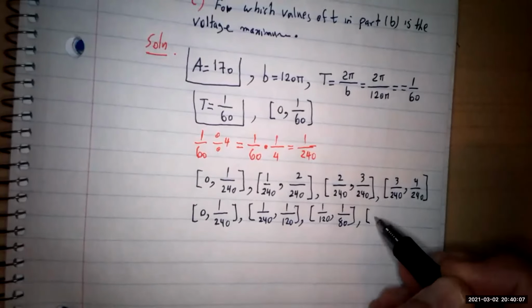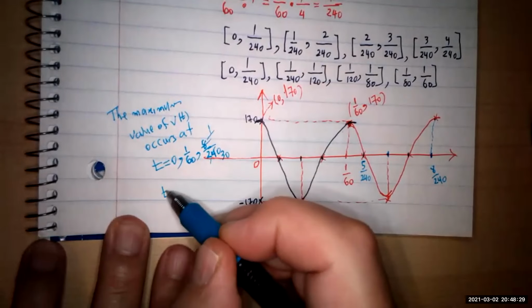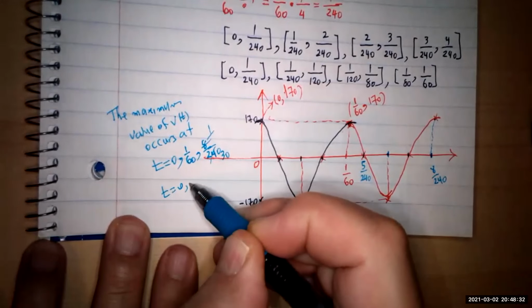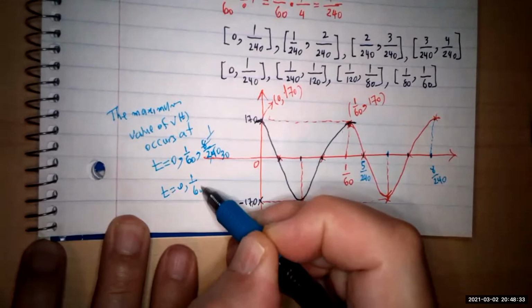Can't we reduce that? Yeah, I just wrote it down already. It's going to be 1 over 30, yes. So what's going to be the final answer? t equal to 0, 1/60, and 1/30, okay? Because they say in part B, this is the graph that we got on part B, two cycles.